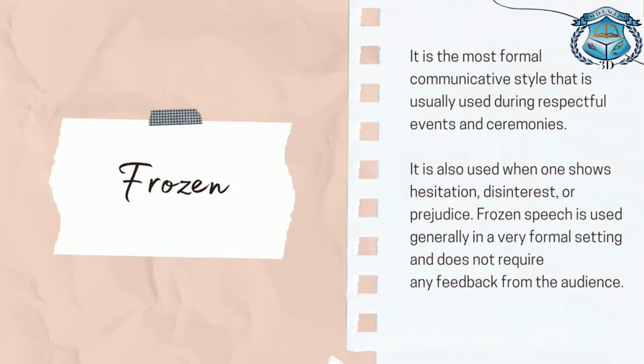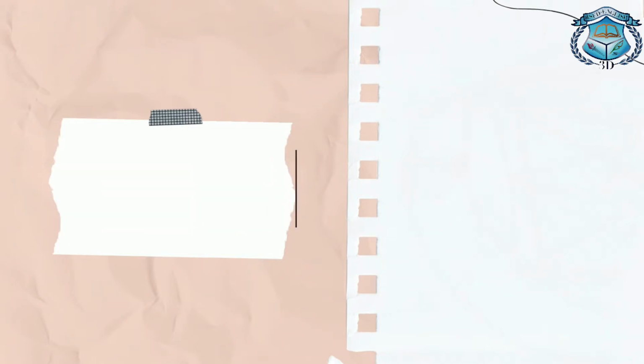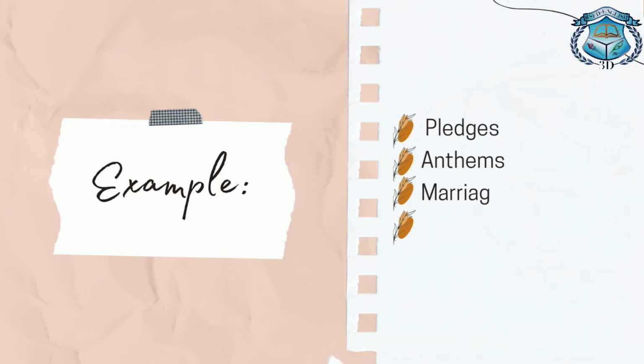The frozen style of speech is generally used in print media, prose or declamation. The speech is carefully planned and verbalized as it mainly relies on the use of words. This style discourages feedback or questions for clarification from the listeners, which is why it is important that words are precise and carefully chosen. Examples: pledges, anthems, marriage ceremonies, laws, and many more.